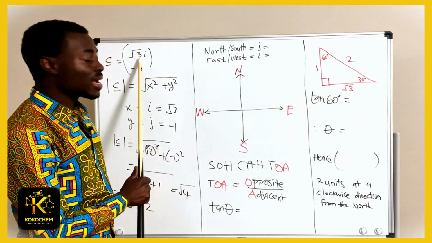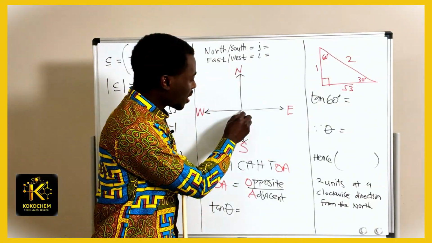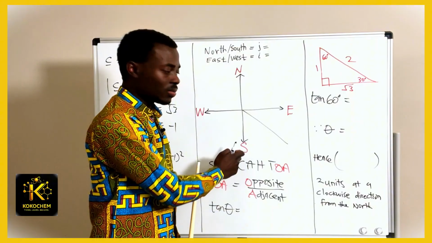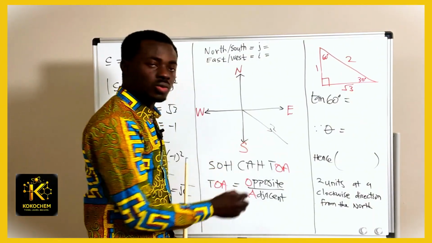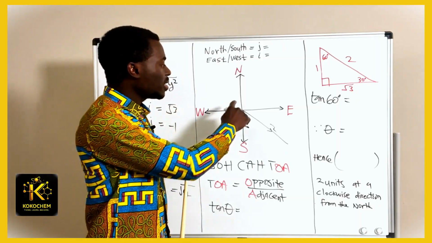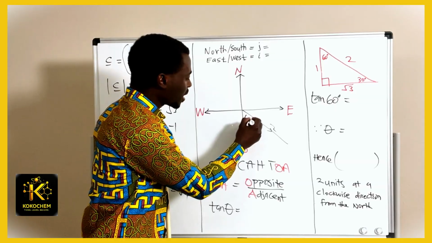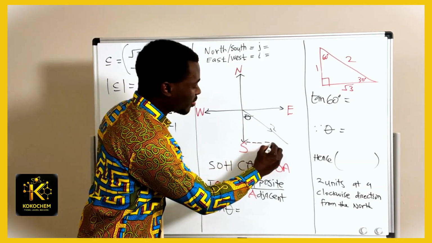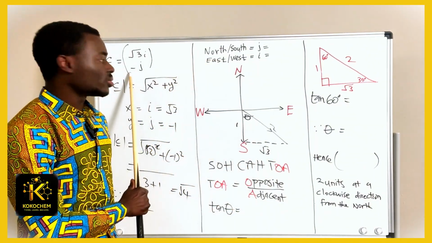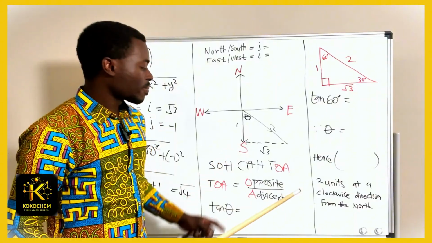In this question, i is positive and j is negative, so the vector is in the south east, because i positive is east and j negative is south, and its length is 2. For bearing, the angle is measured clockwise from the north until theta. The x value is root 3 and the y value is minus 1.